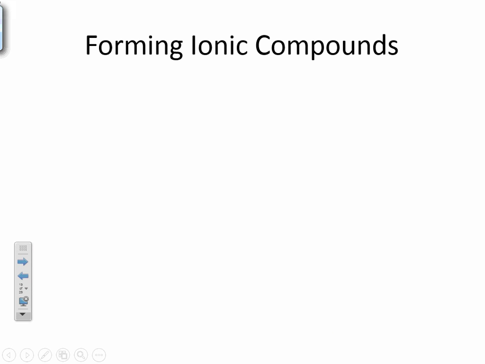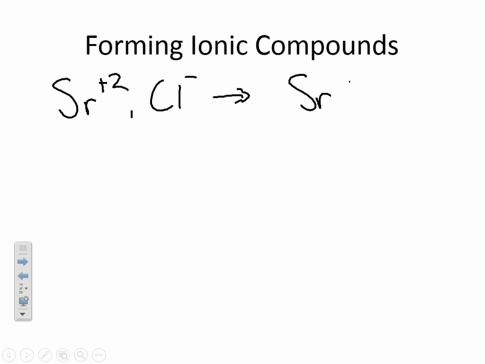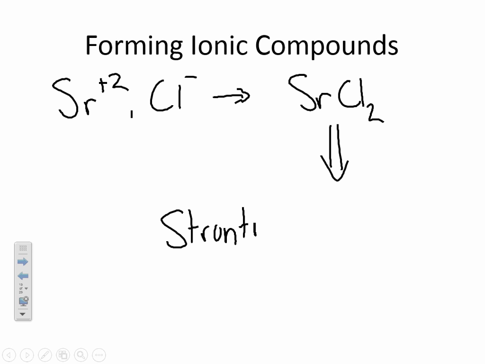So let's say I have Sr, which is plus 2, and Cl, which is minus 1. If I combine those together, I'm going to get SrCl2. Well, how do I name that? Well, what is my positive? My positive is strontium. Remember, the positive never changes. Strontium is always strontium. My negative, though, changes. Remember, you're always changing your negative ending to "ide." So chlorine becomes chloride.